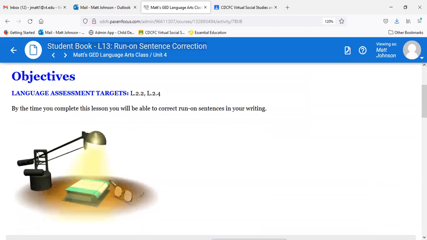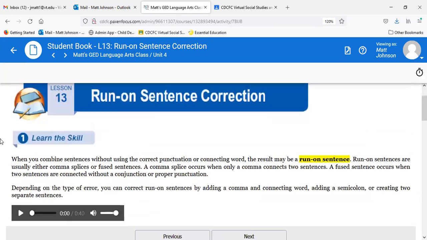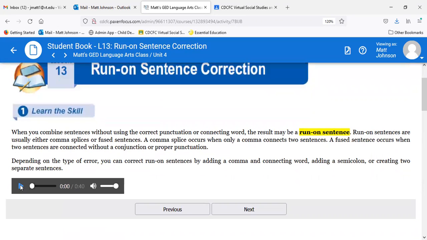All right, here we go. Yeah, so today's lesson, by the time we complete this one, you'll be able to correct a run-on sentence in your writing. And it's another tool that you'll use when you're editing after you write. See if every sentence has the correct punctuation. So let's take a look at our audio.